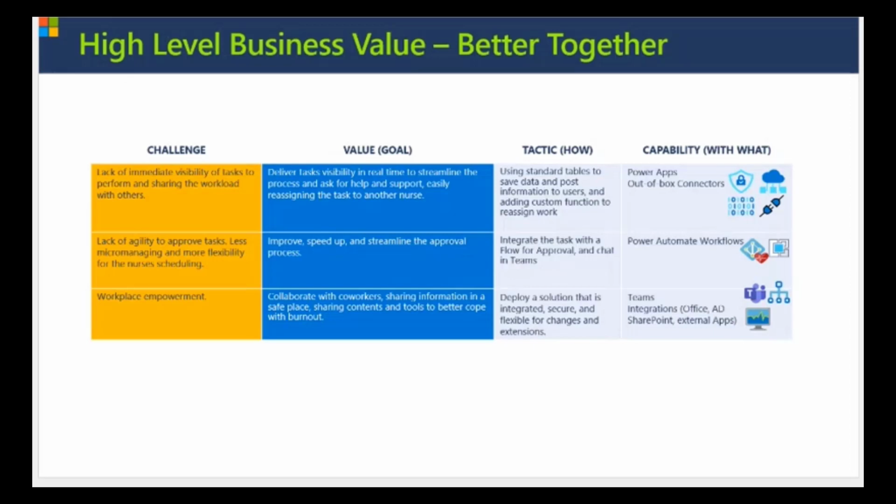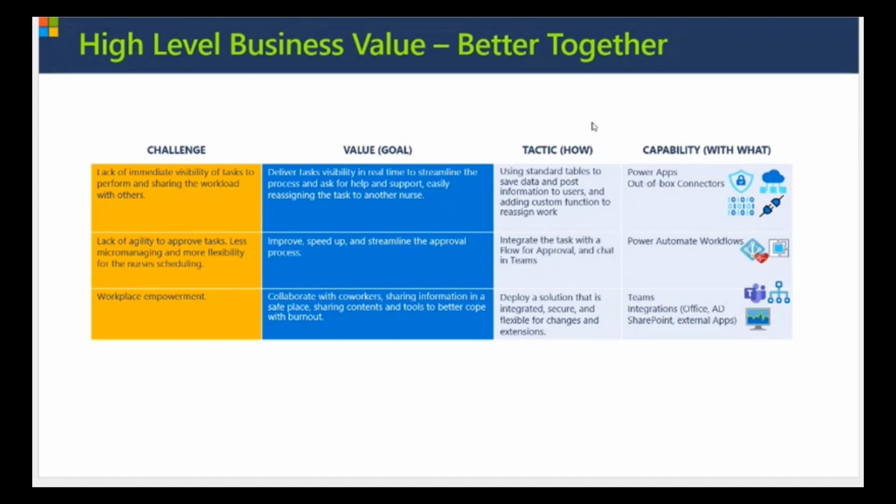So if I'm a customer and I say, okay, let's focus first on a challenge. In this case, the main three challenges are these in orange. The first is that we have a lack of immediate visibility of the tasks that these nurses need to do. And also, they need to share the workload with others if they don't want to burn out for real. So we have a challenge. From the challenge, we ask, what do we want to do? Which is the goal that we are trying to achieve. And the goal, in this case, is to deliver task visibility in real time so that the nurses can easily reassign some work to another person.